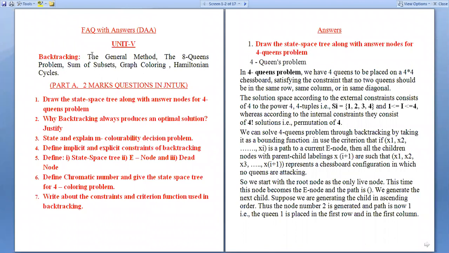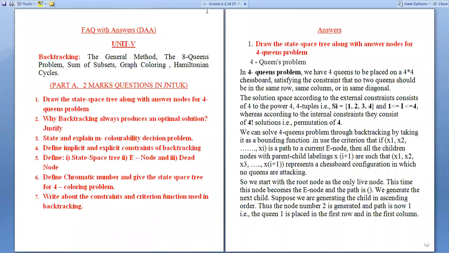The topics in Unit 5 are the introduction to backtracking, the general method, the 8 queens problem, sum of subsets, graph coloring, and Hamiltonian cycles. These are the topics covered in Unit 5. That means the Unit 5 chapter is completed.